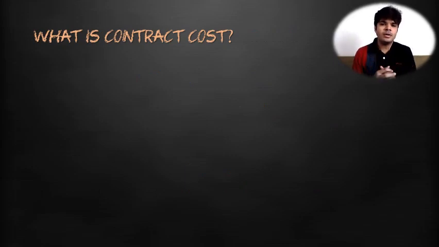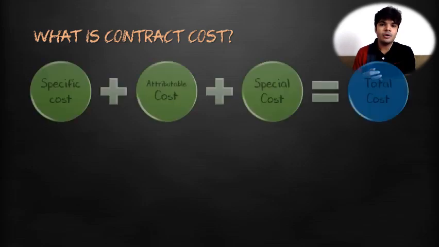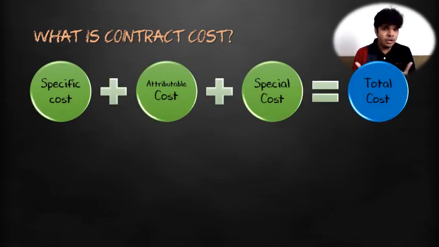After learning about contract revenue, now let us learn about contract cost. What can be taken as contract cost? It can be specific cost plus attributable cost plus some kind of special cost, and then it becomes total contract cost. But let us see in detail the terms.